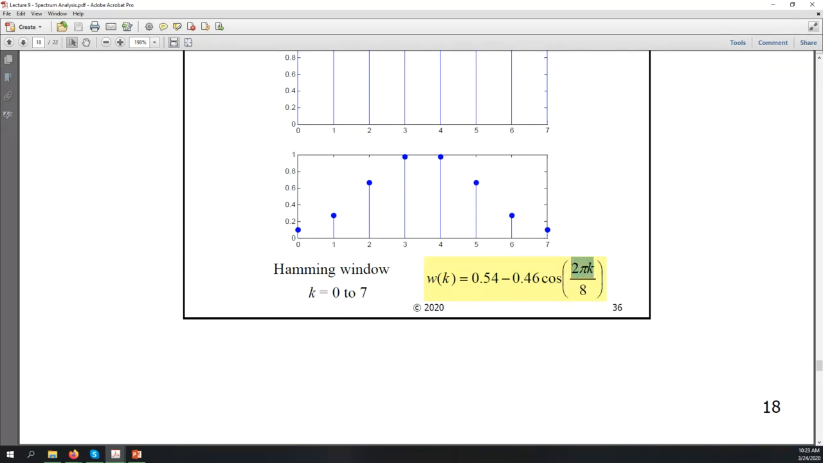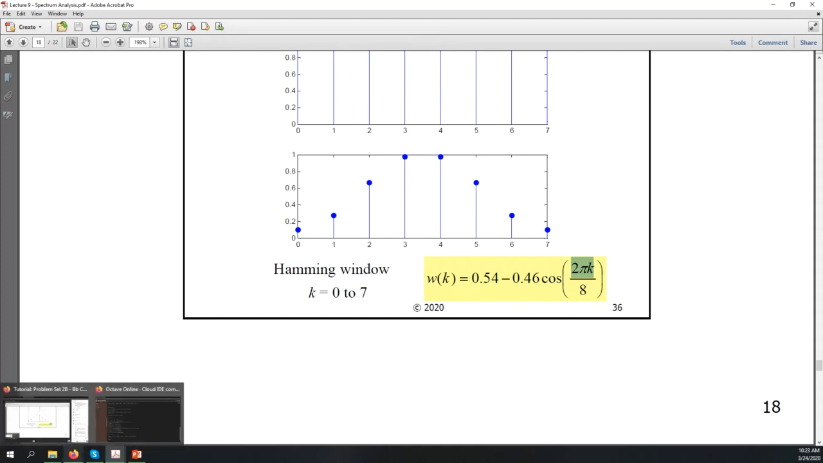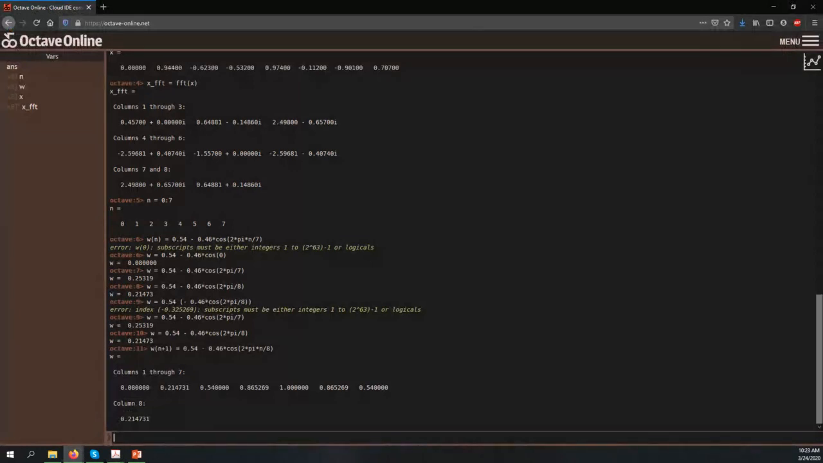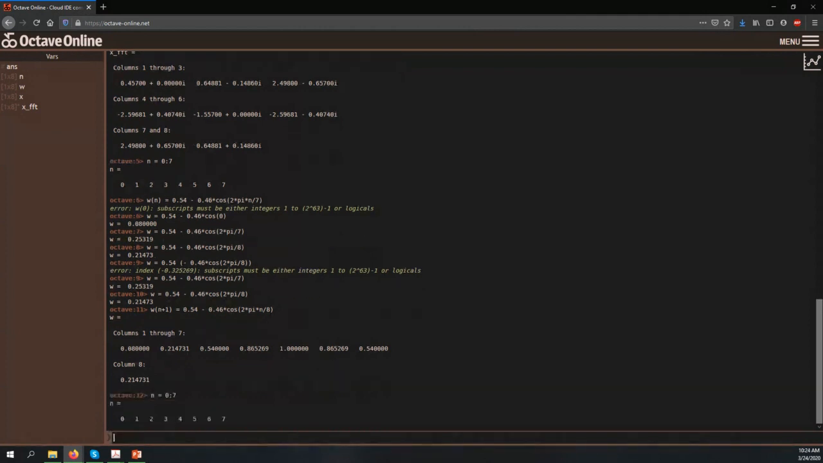Right, yeah. K here will go from 0 to 7 accordingly. And plotting this in Octave, what basically I did here is that I set up my n range. So I said n was going from 0 to 7. So this will be from 0 to 7 here.